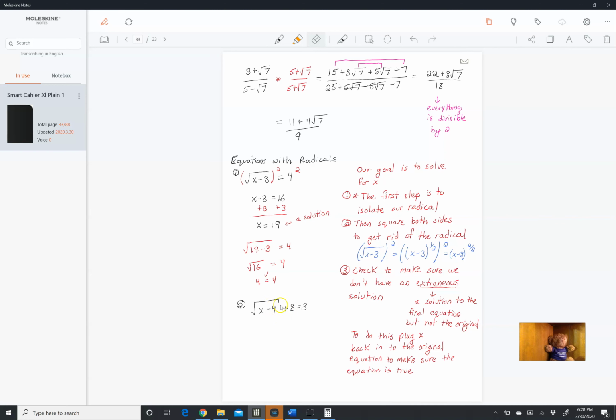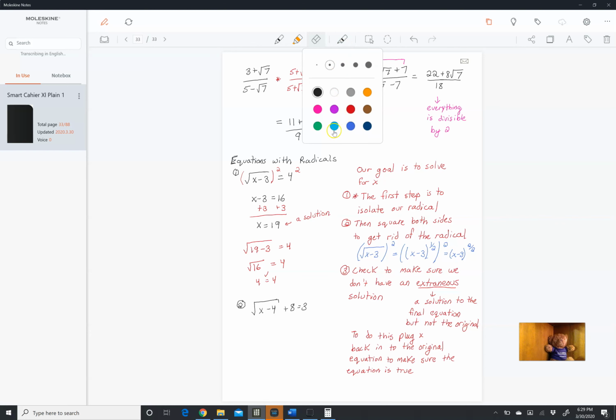So you want to make sure that when you write a radical and you have something after it, that you put a little tail so that it's very clear what's under the radical and what isn't. So the x minus 4 is the radicand and the plus 8 is outside. Okay, so our first step is going to be to isolate.